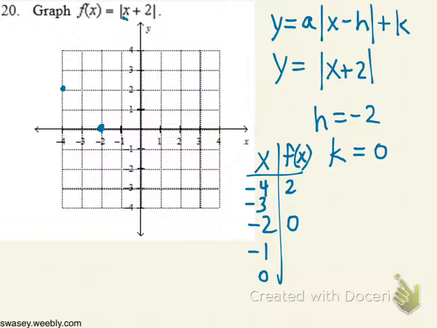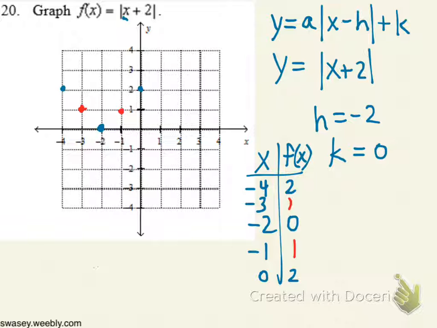If we put negative 3 in, negative 3 plus 2 is negative 1. Absolute value of negative 1 is positive 1. So we have a point at negative 3, 1. And then if we put negative 1 in, negative 1 plus 2 is positive 1, absolute value of positive 1 is 1. So we have a point at negative 1, 1. And then if we put 0 in, 0 plus 2 is 2, absolute value of 2 is 2. So we have a point at 0, 2.